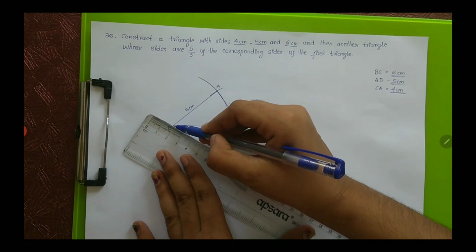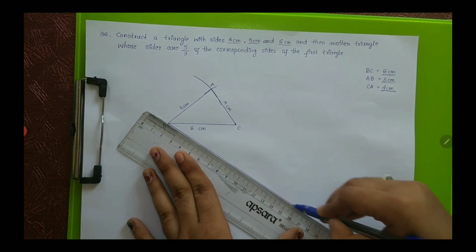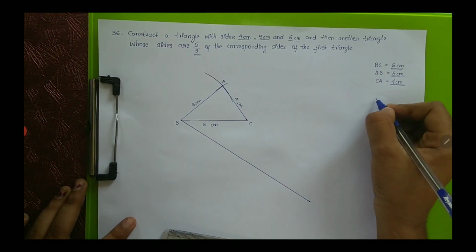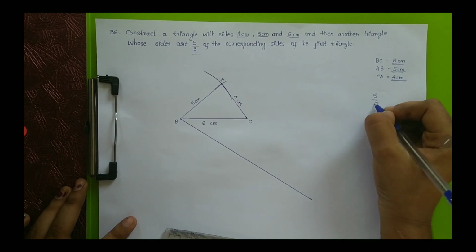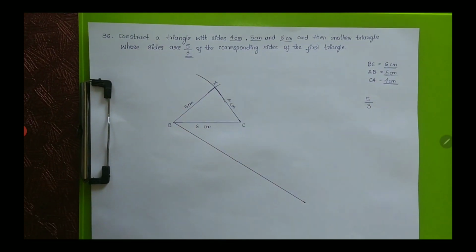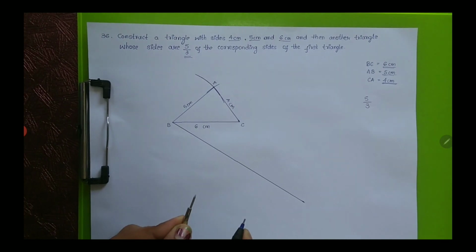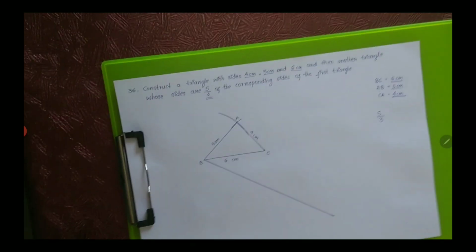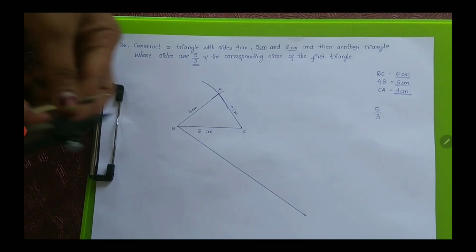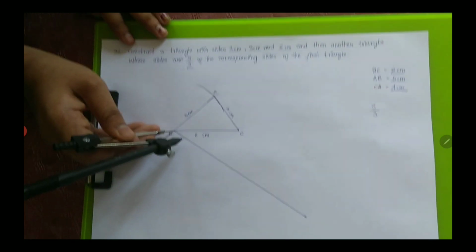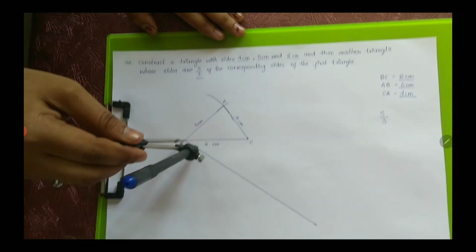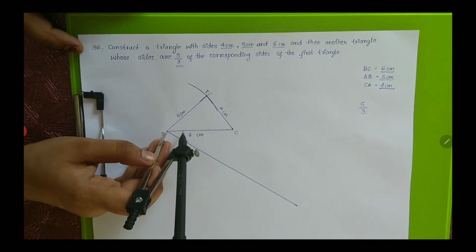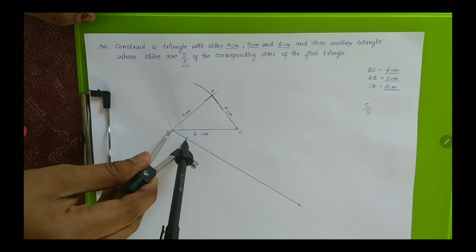Now draw an acute angle at a point B, and here the ratio is 5 by 3. Ratio of the corresponding sides of the first triangle is 5 by 3, and the greater of 5 and 3 is 5. So you must make 5 equal parts on this line. So first you draw with B as center, make one part and have 5 equal parts. This is the first part.